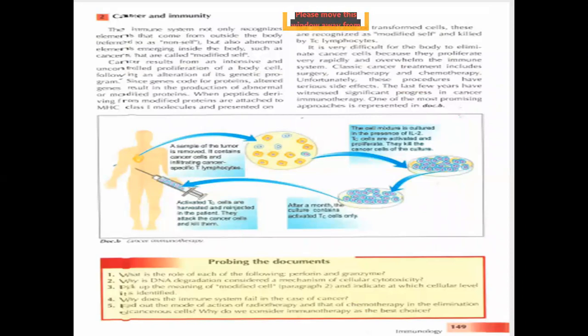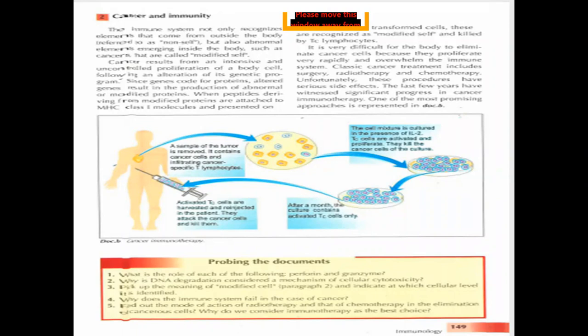Cancer and immunity. This is the last idea I want to talk about. The immune response not only recognizes elements that come from outside the body, referred to as non-self, but also abnormal elements emerging inside the body. These are called the modified self. If you remember, whenever we talked about self and non-self, I mentioned something called modified self. And this is an example about cancer.